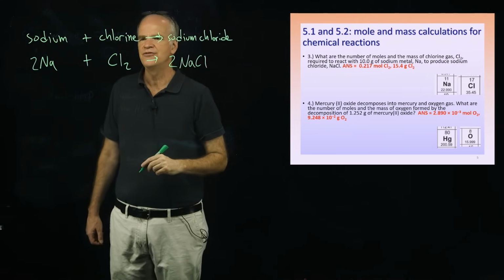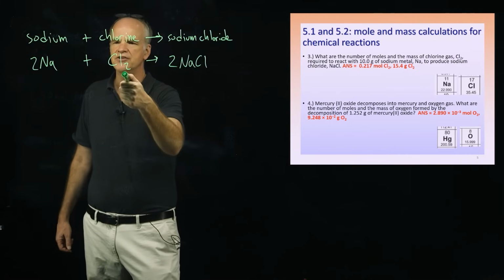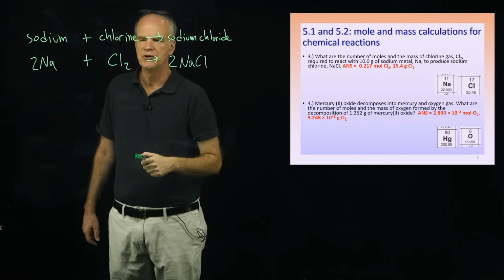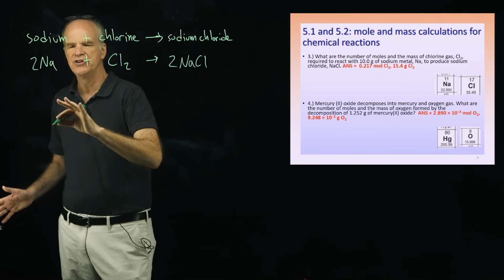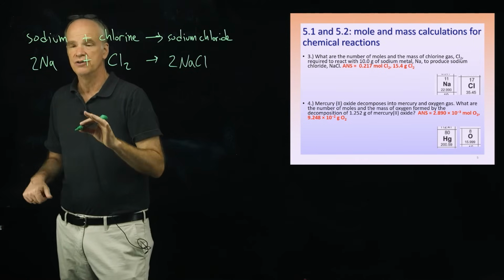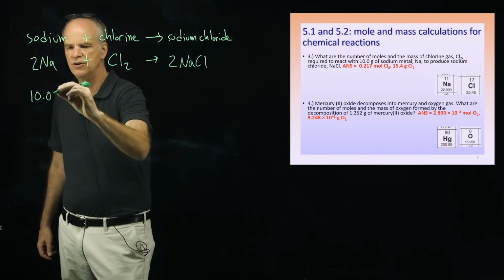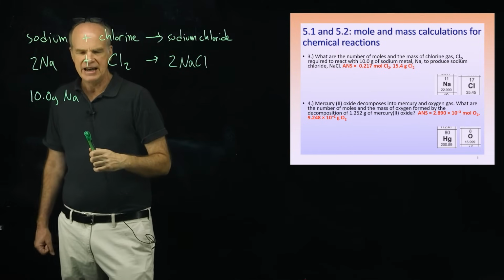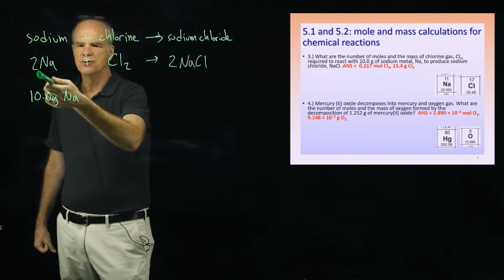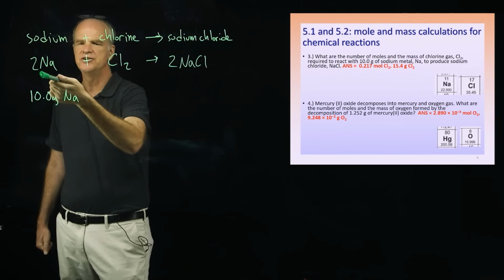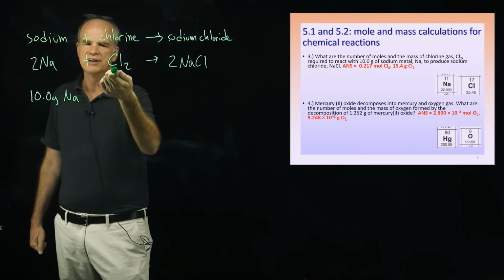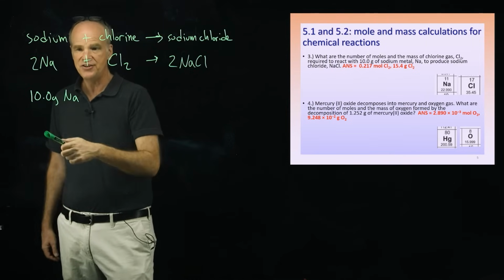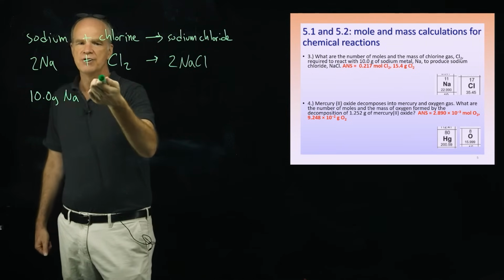So we're trying to figure out the moles and the mass of the chlorine gas required to react with 10 grams of sodium metal. So we're really starting out not with moles of sodium metal, but with grams of sodium metal. So we have 10.0 grams of sodium. Now, we cannot say, for example, that the ratio here between sodium and chlorine is 2 grams of sodium and 1 gram of chlorine gas. We cannot say that because these numbers in front are not mass ratios. We can say, however, that 2 moles of sodium will react with 1 mole of chlorine.